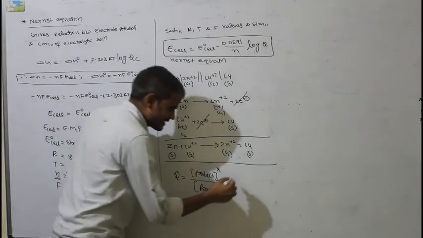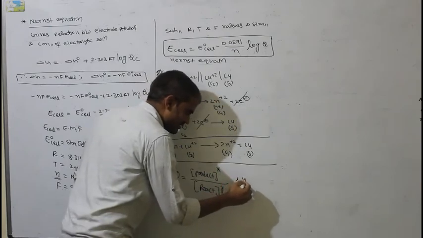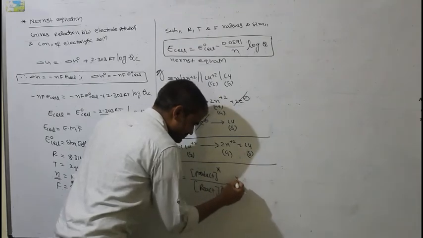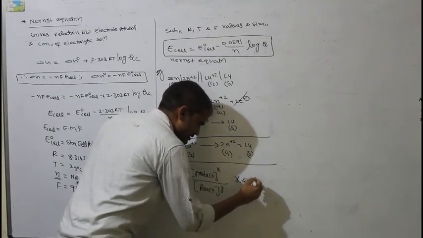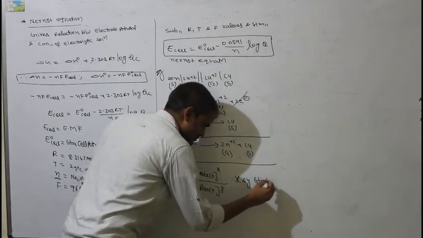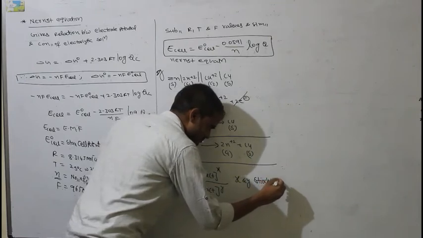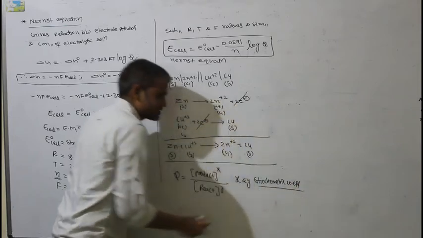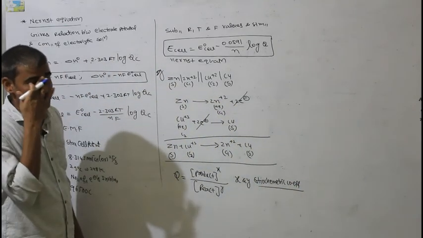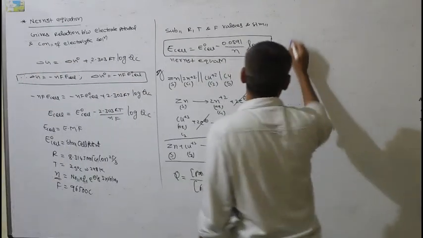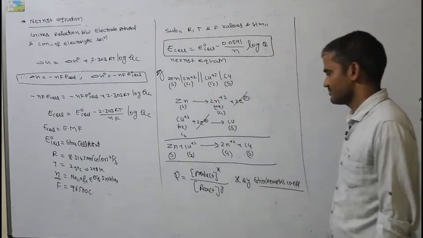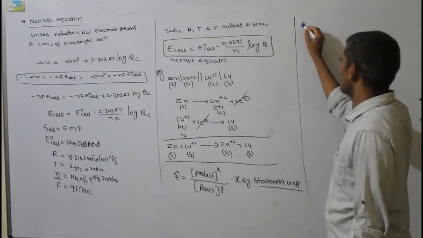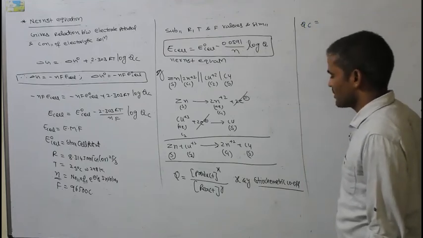What do X and Y indicate here? X and Y are stoichiometric coefficients. So for this equation, you write the stoichiometric coefficients, and we will write the Q expression from this equation. What will come? Q is equal to the concentration of products by reactants.